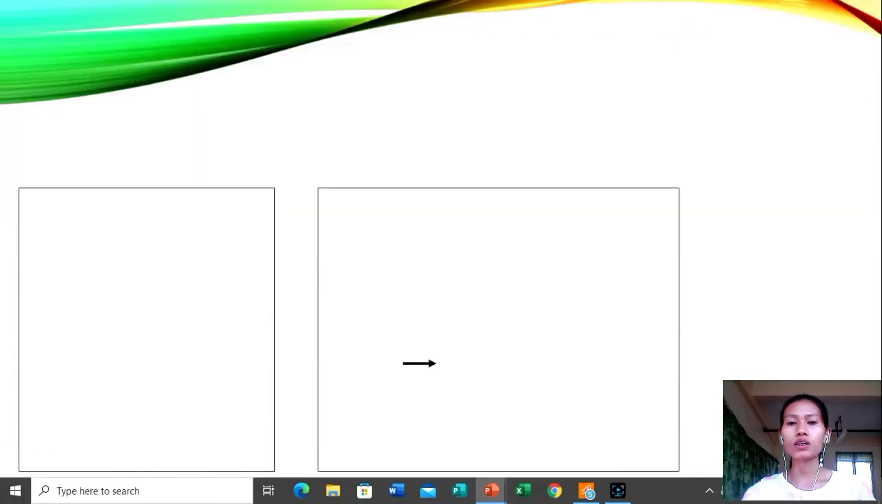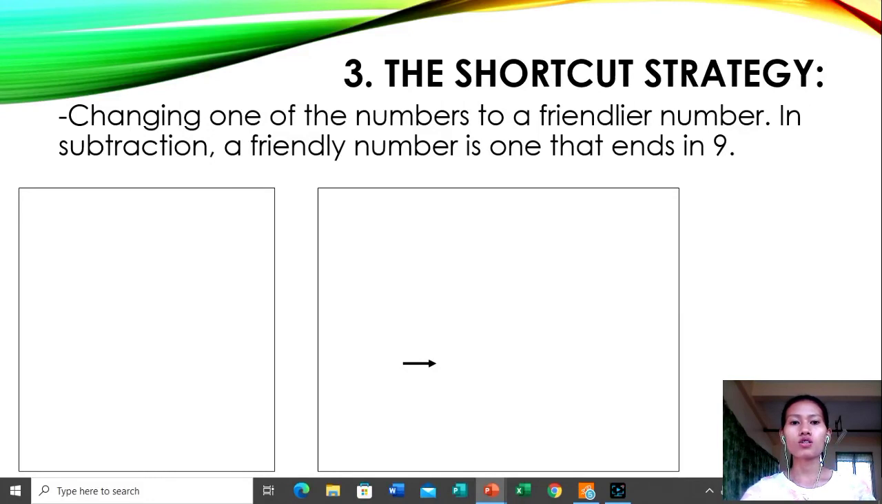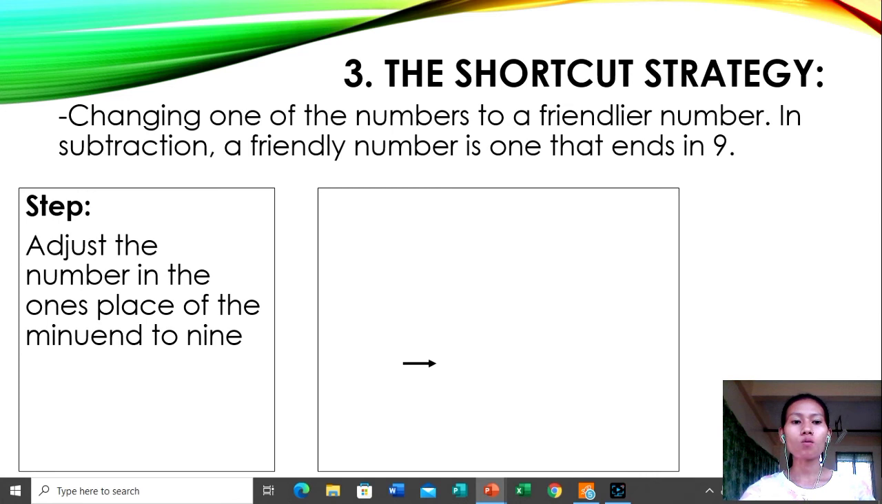Okay, next, we have the third strategy, the shortcut strategy. So, paano naman ginagamit yung shortcut strategy sa subtraction? So, shortcut strategy is changing one of the numbers to a friendlier number. So, in case of subtraction, ang friendly number natin dito is the one that ends in 9. Kung dun sa subtraction, ang friendly number dun is a multiple of 10. Dito po sa subtraction, ang friendly number na tinatawag natin dito is the one that ends in 9. So, we have the step, adjust the number in the ones place of the minuend to 9.